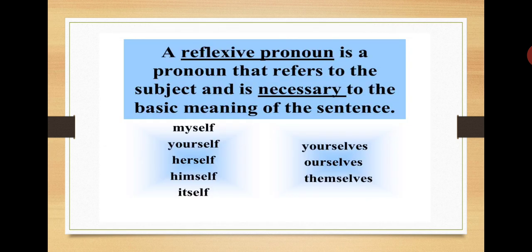Now, next pronoun, reflexive pronoun. Reflexive pronoun, children, is a pronoun that refers to the subject and is necessary to the basic meaning of the sentence. For example, myself, yourself, herself, himself, itself, yourselves, ourselves, themselves. A reflexive pronoun is used as the object of a sentence. It is the same person or thing as the subject in the sentence. For example, the baby saw itself in the mirror. Anu cut herself with a knife. The madman was talking to himself.